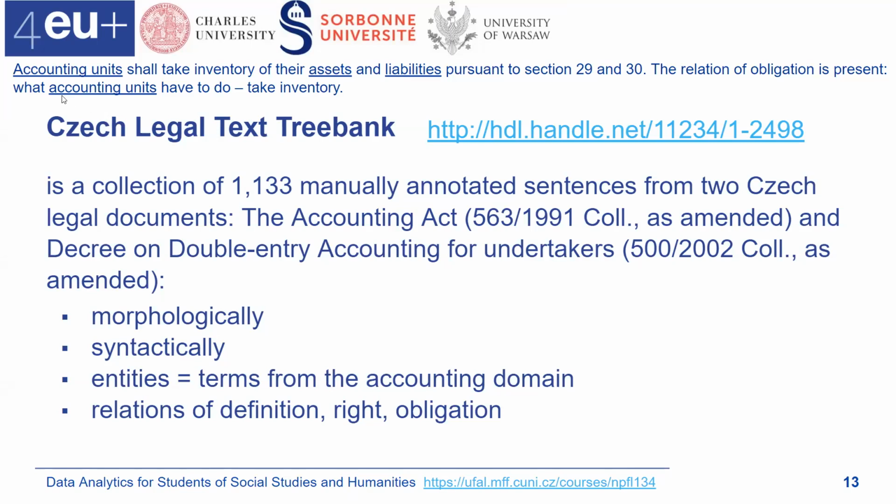For illustration, in this sentence, "Accounting units shall take inventory of their assets and liabilities pursuant to sections 29 and 30," four entities are detected: accounting units, assets, and liabilities, and the relation of obligation is present. What do accounting units have to do? Accounting units have to take inventory.